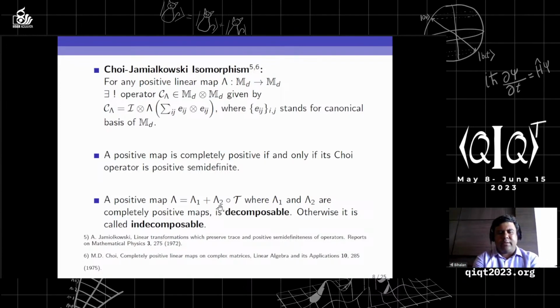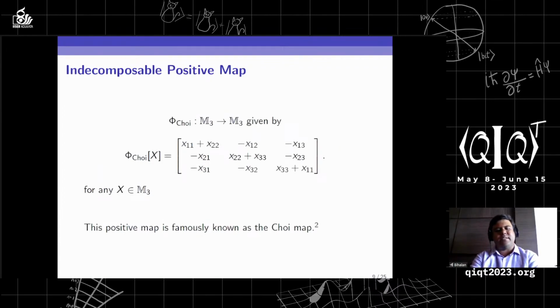Now, here is the formal definition of a decomposable map. A positive map lambda is said to be decomposable if we can write it in this form, where lambda 1 and lambda 2 are completely positive. Otherwise, it is said to be indecomposable. Now, you may ask, is there any example of such an indecomposable map? Here is the first example, which was given by Choi in 1975, as I mentioned earlier. It's very famous. It's now famously known as the Choi map.